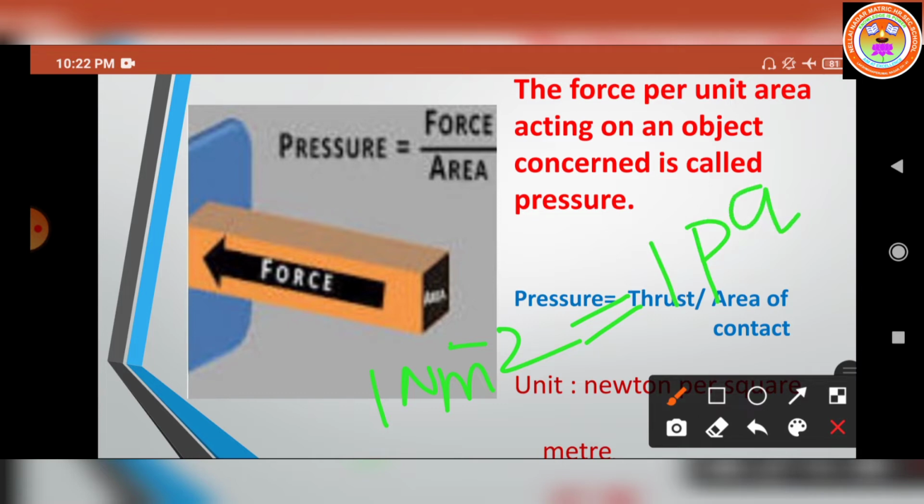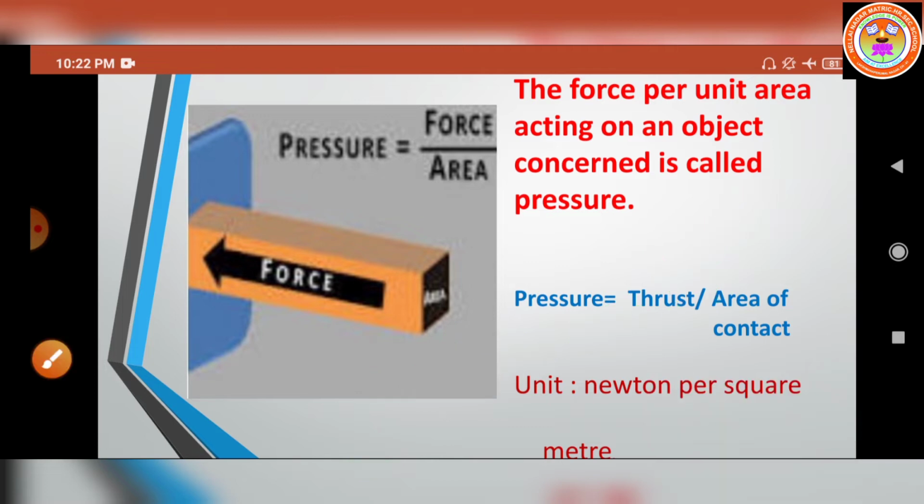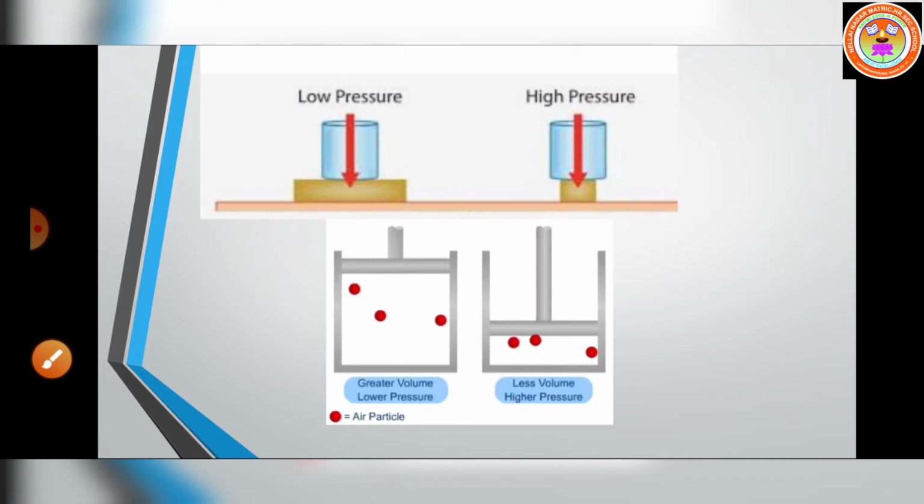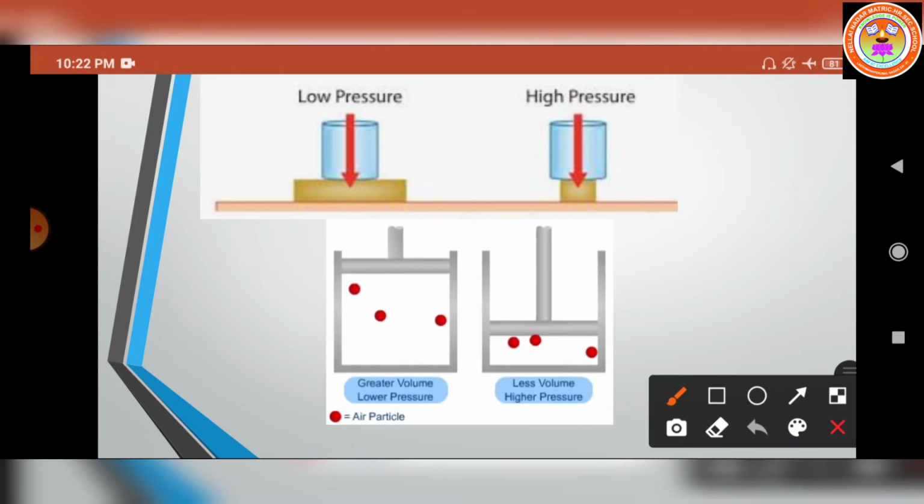I hope you understand. So we have discussed what is thrust and what is pressure. Okay. So see the formula. What is the pressure formula? Pressure P is equal to thrust. What is thrust? It's nothing but force. That is force by unit area. This is called as what?